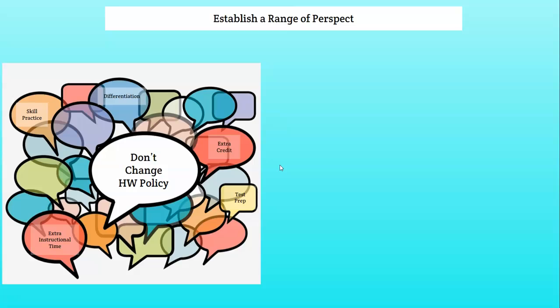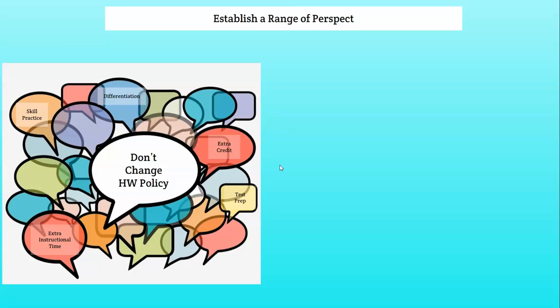We don't want to change the homework policy because it is a necessary part of test preparation, or we don't want to change the homework policy because it provides extra instructional time because there just isn't enough time in the classroom. If I have experts related to each one of these, now what I have in my section of my paper about not changing the homework policy is 5 different perspectives.